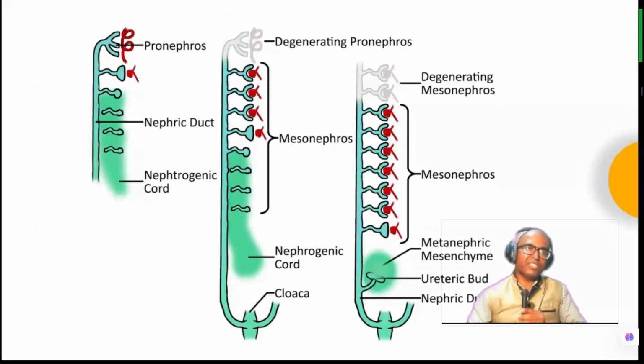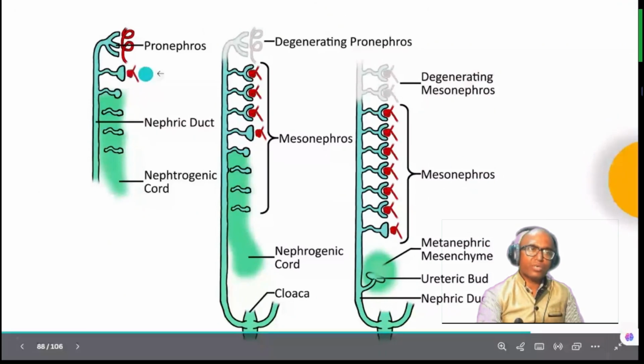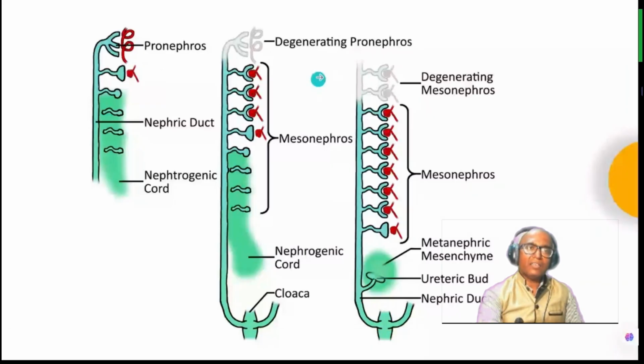So this is what we have seen. So we have the pronephros and the metanephros. See, this pronephros will regress over a period of time. Okay, and this mesonephros also regresses to a large extent. In males, it will form certain structures.